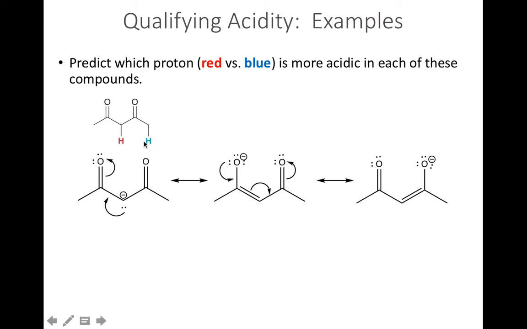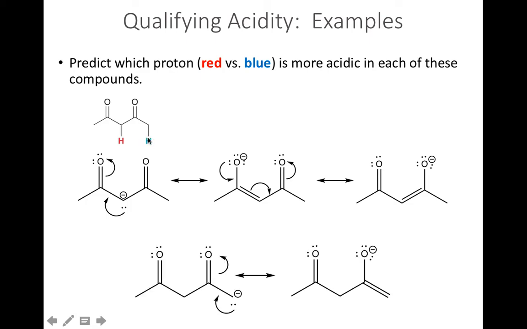When I look at taking away this proton, I can only draw one resonance structure. And so I can only get the negative charge between this carbon and this oxygen. So the fact that I can spread out the negative charge more with resonance in the red case indicates that the red proton in this case is again going to be the more acidic. So the red one is more resonance stabilized than the blue one. The blue one is resonance stabilized, but not as much as the red one.